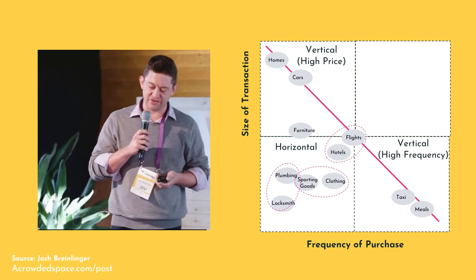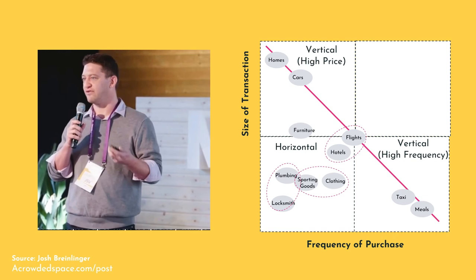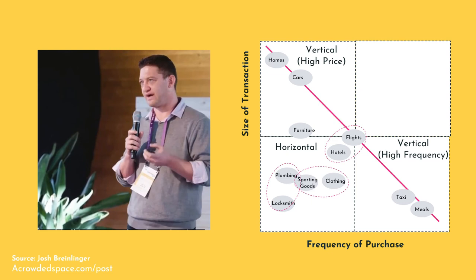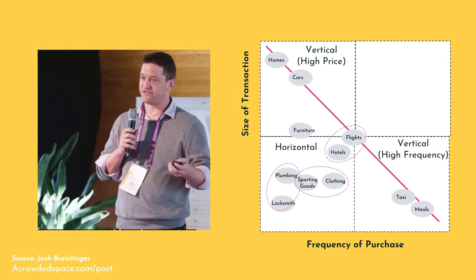Things that are way on the right, super high frequency, like taxis and meals, are why we have Uber and Postmates and DoorDash or whatever's big here. Those models should all have a marketplace that has ultra low transaction costs. That's why it's what I call a supplier picks model. I open an app, I press a button, it's first come, first serve, and it just happens very, very quickly.